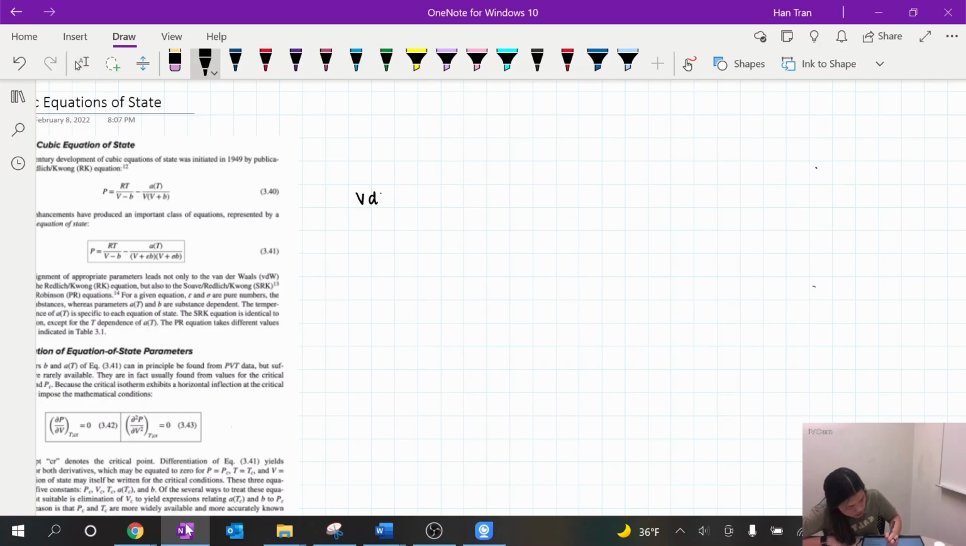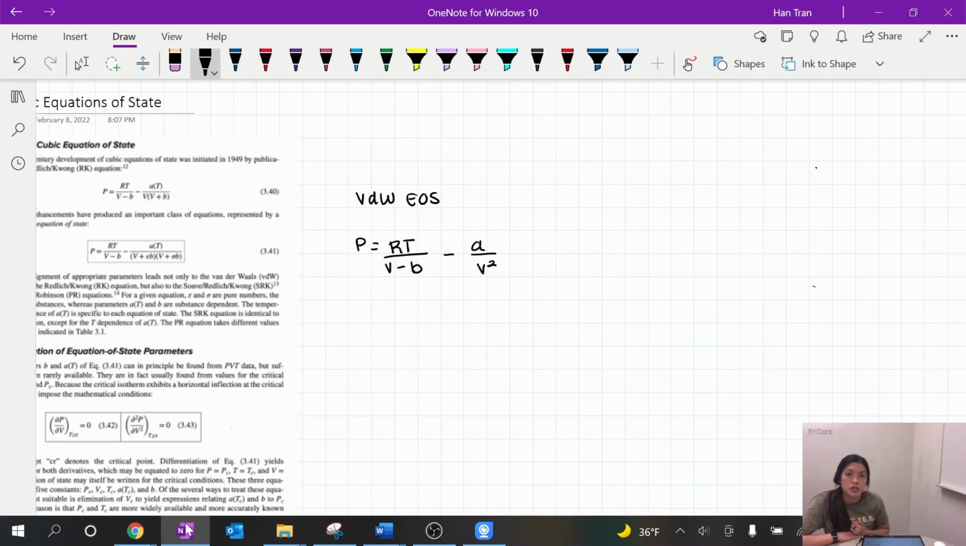So van der Waals equation of state is pressure equals the gas constant R times temperature divided by the specific volume minus the parameter B, minus the parameter A divided by the specific volume squared. So van der Waals has the parameters A and B. The parameter A is the attraction between the molecules, and then the parameter B is the excluded volume because of the space between the molecules.